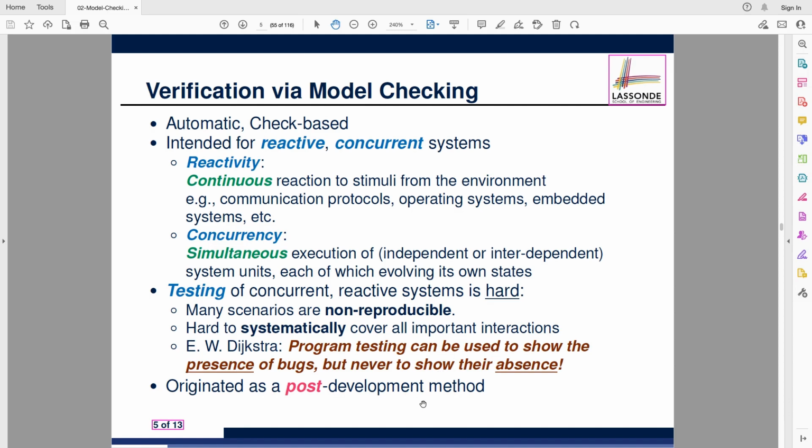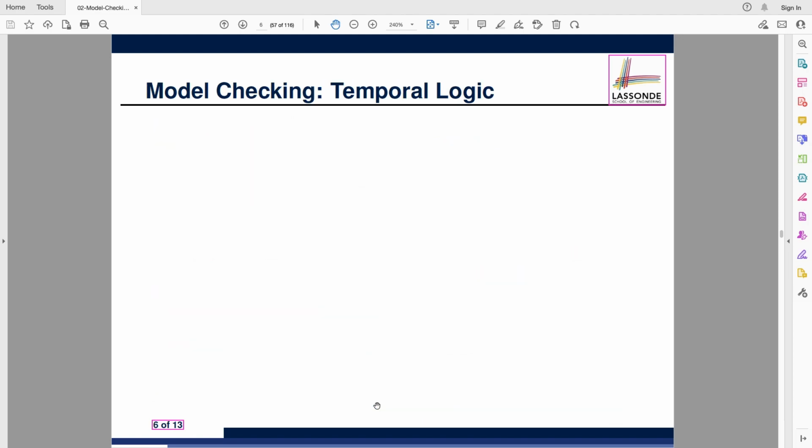Model checking originally is only for post-development, after the crisis occurs. But now people also try to do it before the development. All right, very good. All right, are you guys ready for temporal logic?